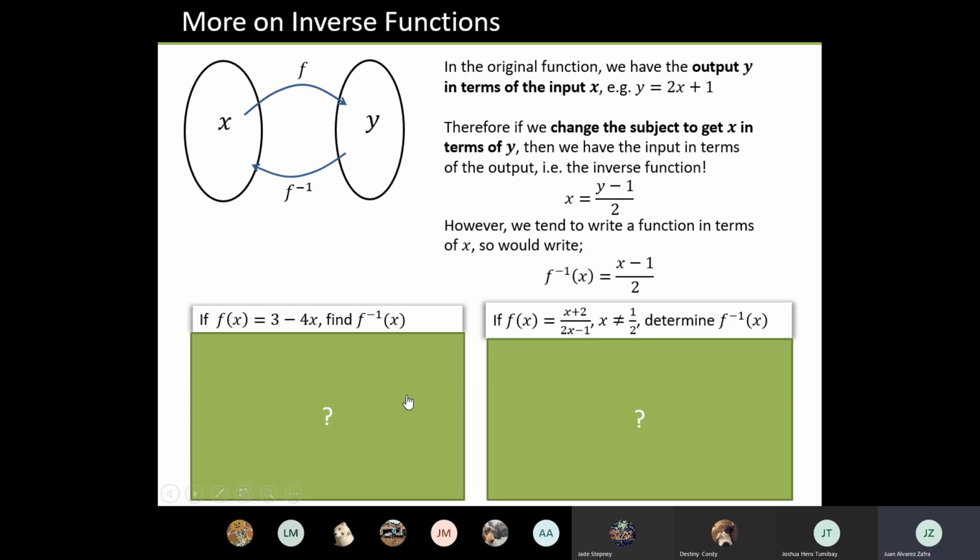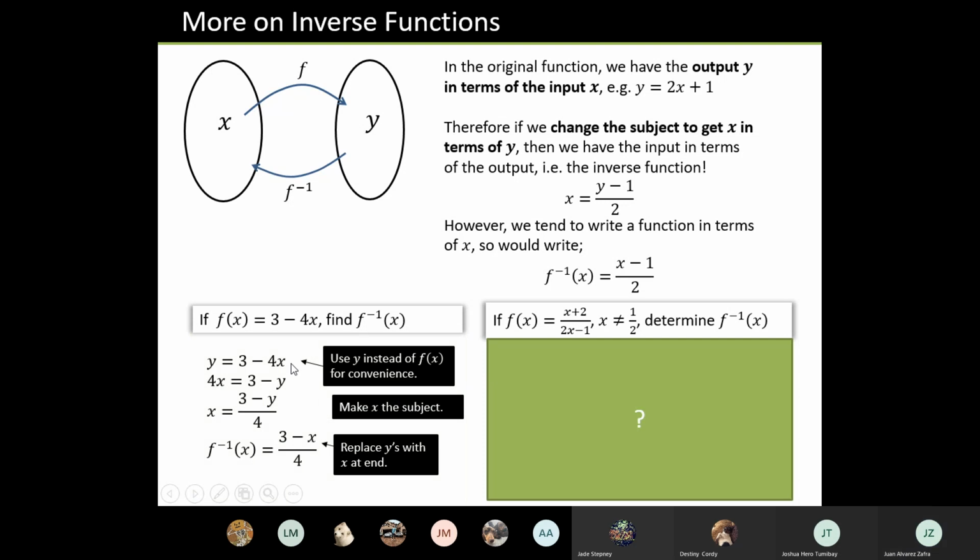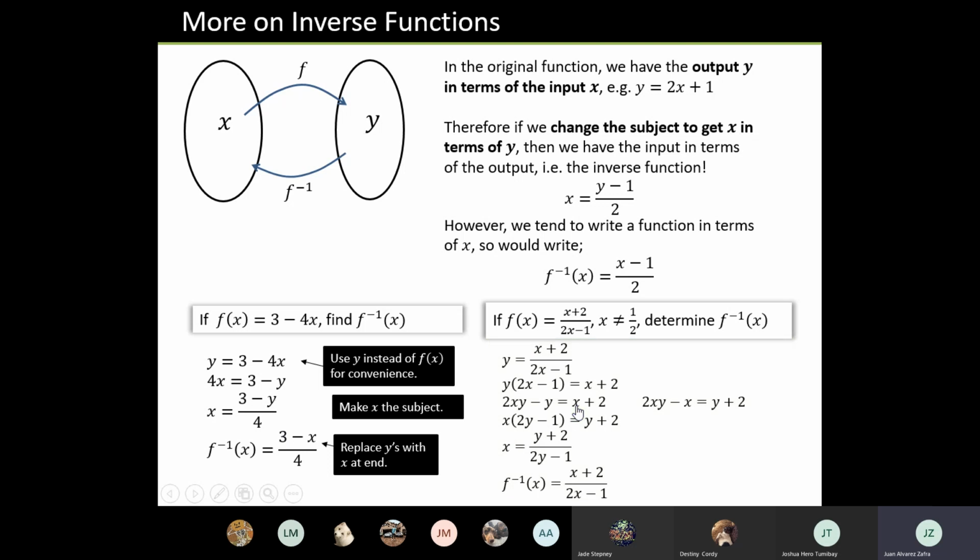So let's find the inverse function for this one. y equals 3 minus 4x. We change the subject, so we get x equals (3 minus y) over 4. We change the x's and y's round, so now y equals (3 minus x) over 4, and that y will be the inverse function. Here's a tougher one.